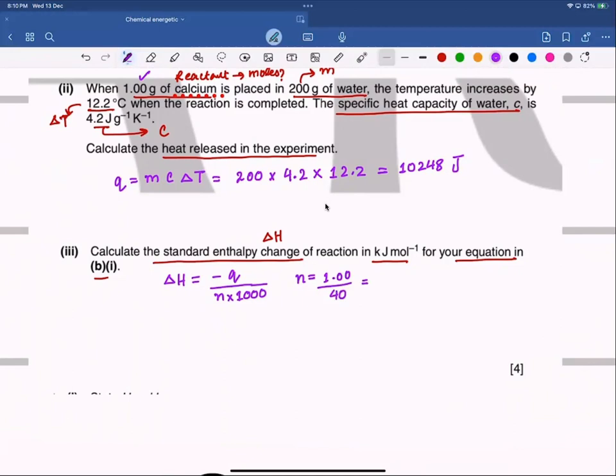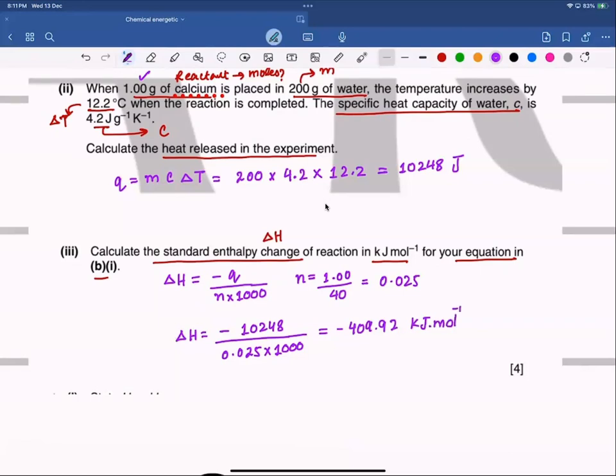So can anyone please tell me the answer? 0.025. Now put all the values in delta H: minus 10248 divided by 0.025 times 1000. Why are we using 1000 over here? To convert joules into kilojoules. Now tell me the answer, please. Minus 409.9. Is there any other figure after 9? Yes, 2. So it would be minus 409.92 kilojoule per mole.